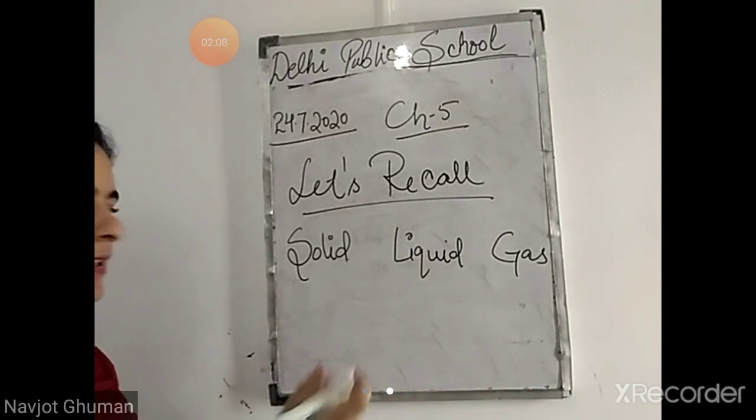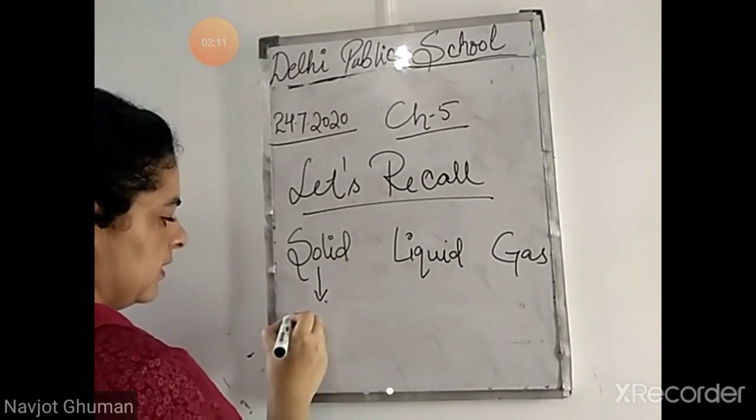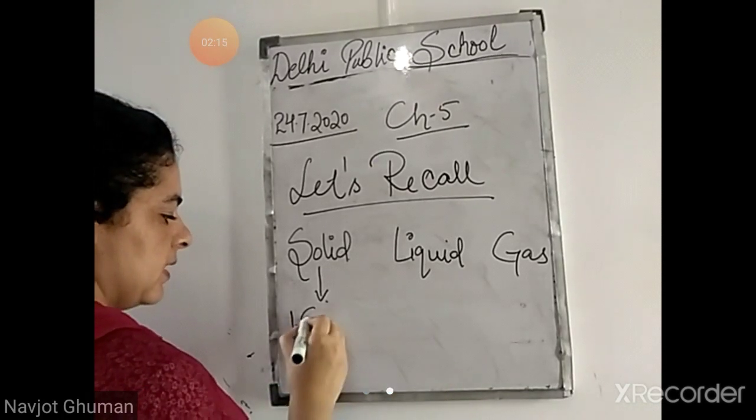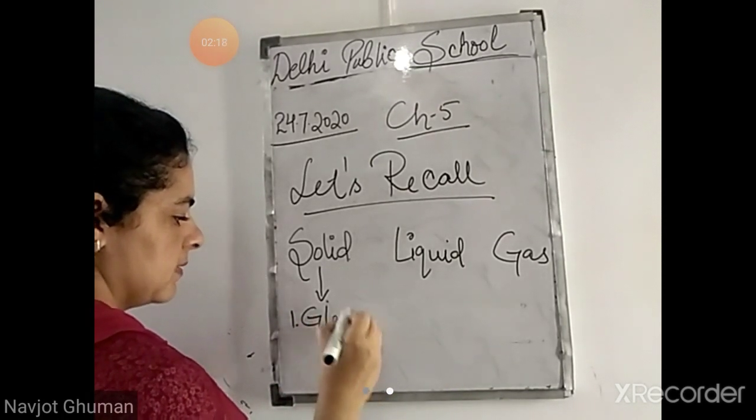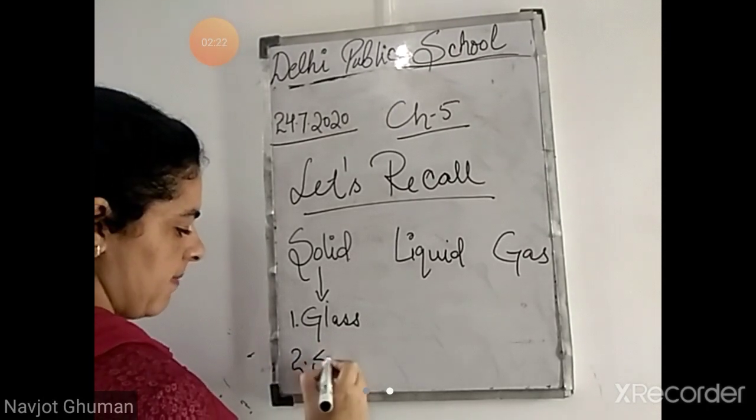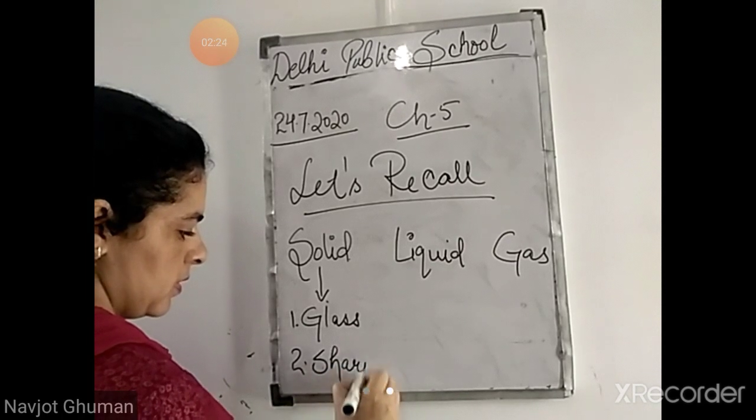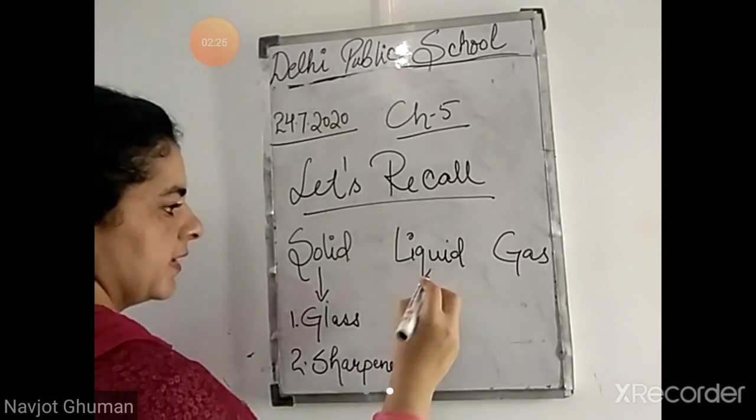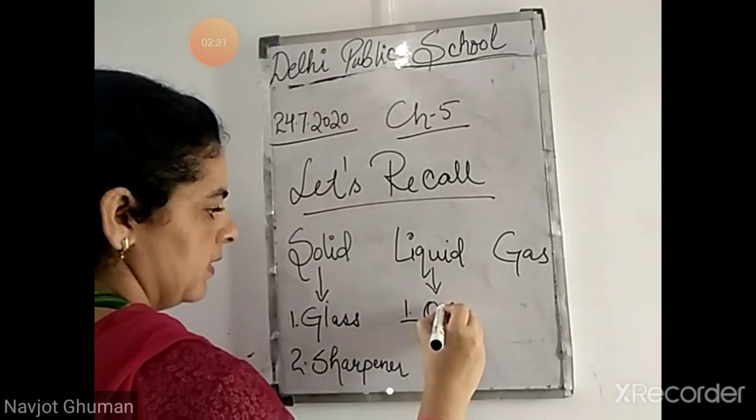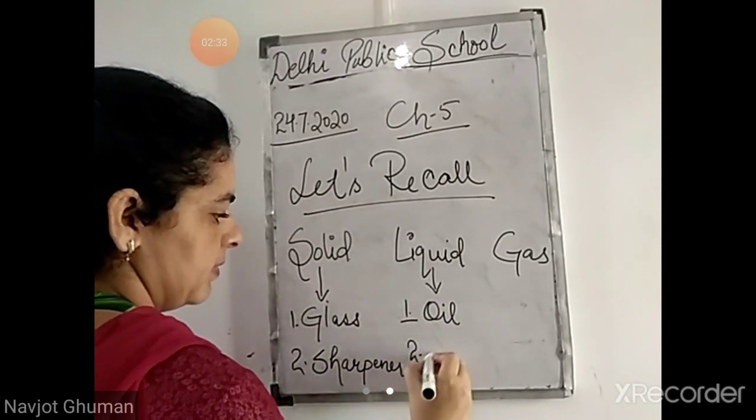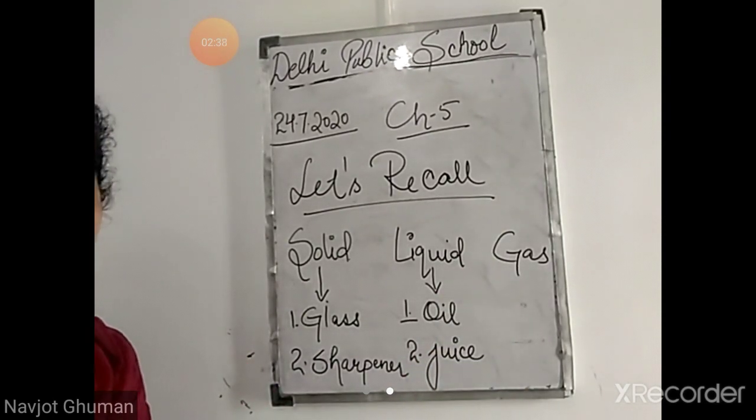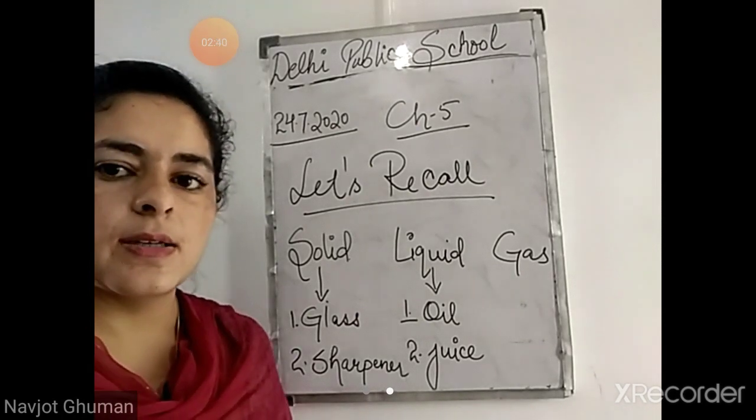Next we have to write 2 examples. 2 examples of solids. Write any 2 examples. Write the example of glass. Take the example of sharpener. Then of liquids, the first example can be oil, and the second can be juice. Any you can write. You can write water, you can write milk.